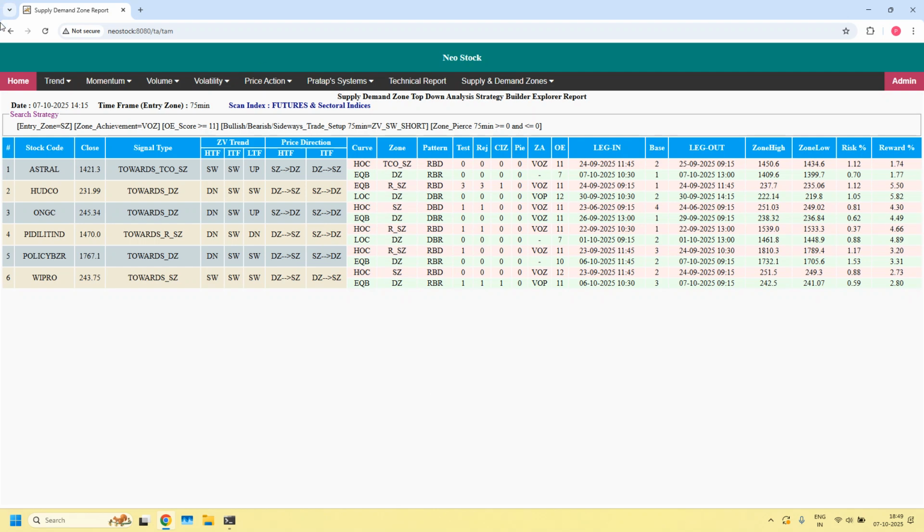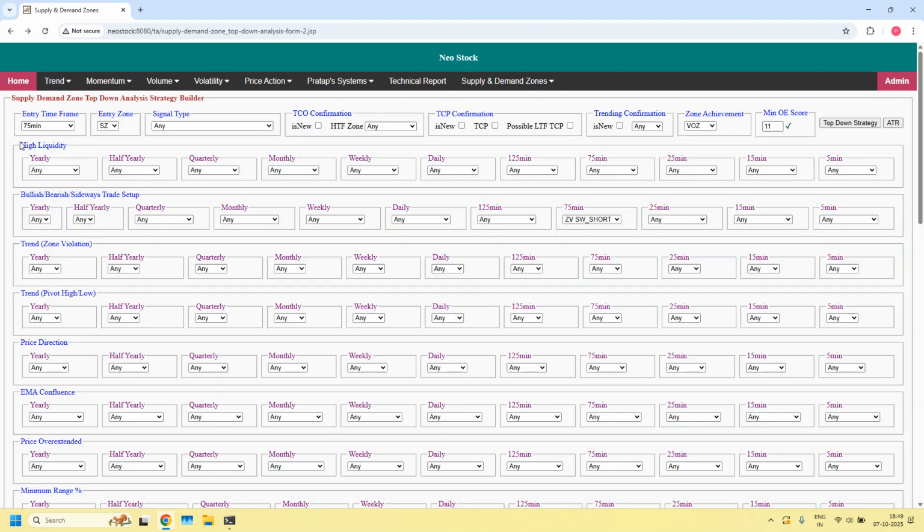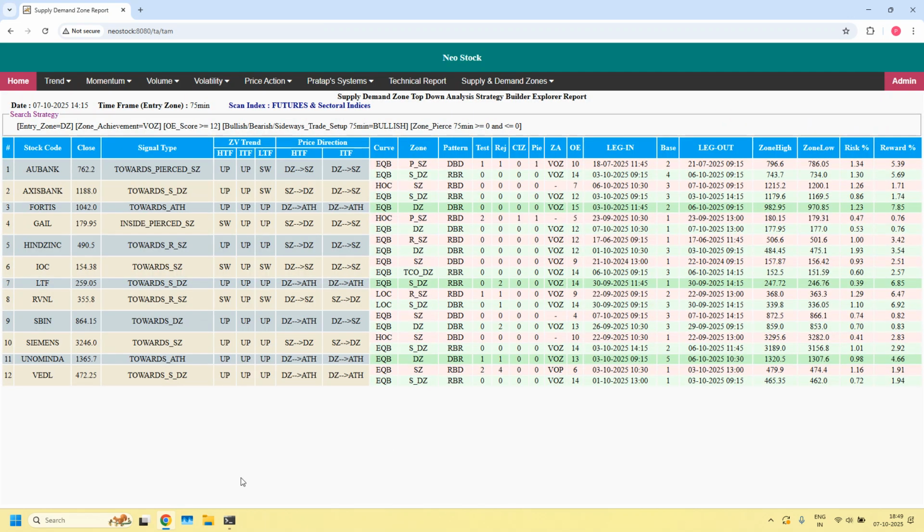Okay, next, bullish trade setup for a weekly income trade. Entry time frame zone 75 minutes demand zone. Here bullish and minimum order hands score 12. Let's filter. We got 12 stocks. All the entry time frame zones are 75 minutes demand zones.